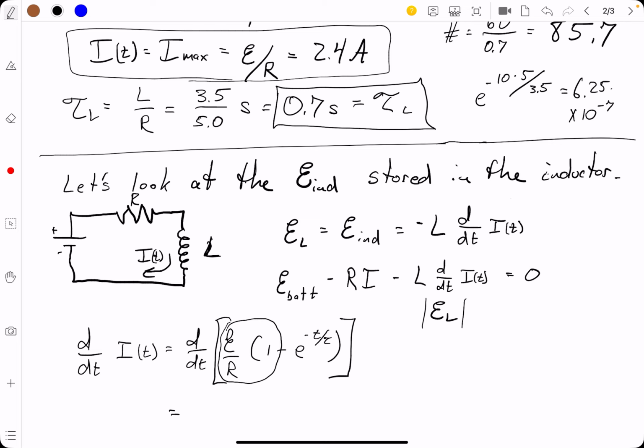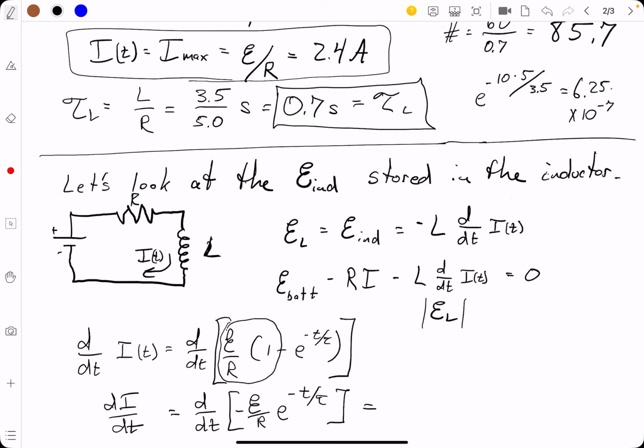Our second term, however, d/dt of our second term is going to be epsilon over R. I'm sorry, yeah, our EMF divided by R, negative times e to the minus t over tau. This one is not going to be 0. So that's going to be a thing. So we've got our dI/dt, and we're going to end up with something.